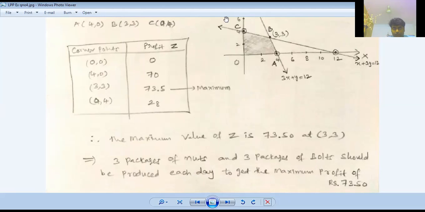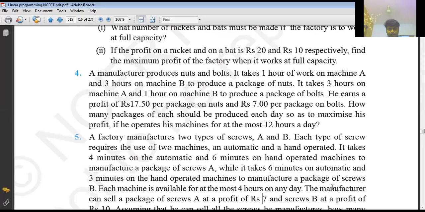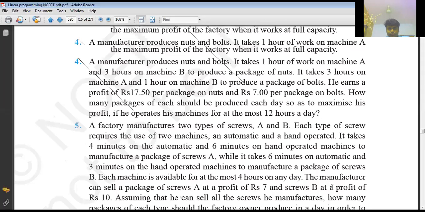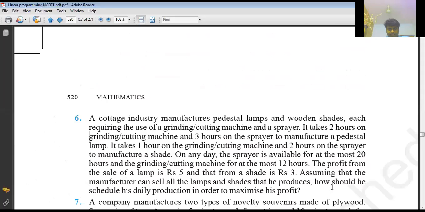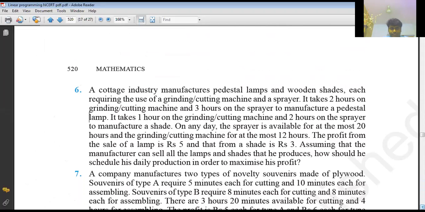So now let us go for the next question. Okay, so hope you understood the previous problem. Now, question number 5 also we can do in a similar manner. Now we'll go for question number 6. Try to understand that question. A cottage industry manufactures pedestal lamps.